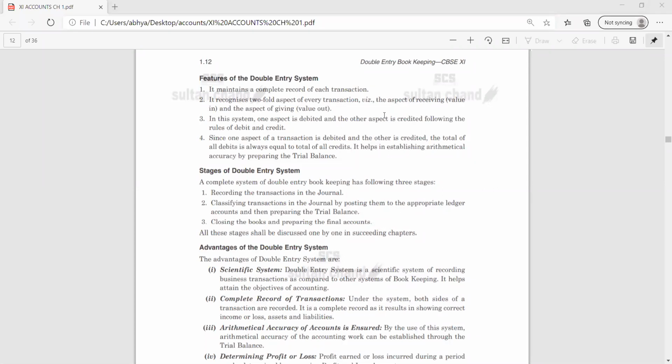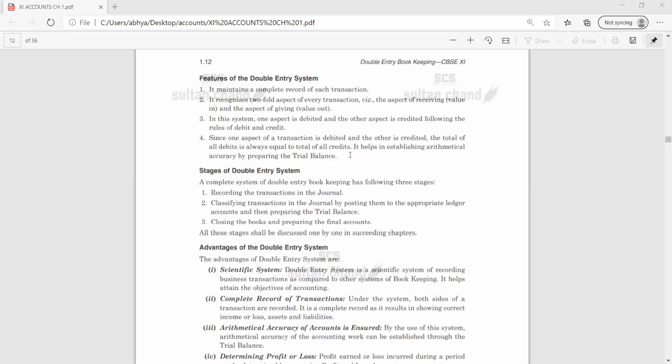Next, the total of debits is always equal to the total of credits. Because if we have purchased a building for rupees 50,000, building is debited by 50,000. And at the same time, if we have made the payment through cheque, bank is reduced by 50,000. It means debit must be equal to credit. With the same amount that one account is debited, the other account will be credited. So that's why it is said that since one aspect of a transaction is debited and the other aspect is credited, the total of all debits is always equal to the total of all credits. This you have already proved by doing the accounting equation also. On both sides, the totals will always be equal.